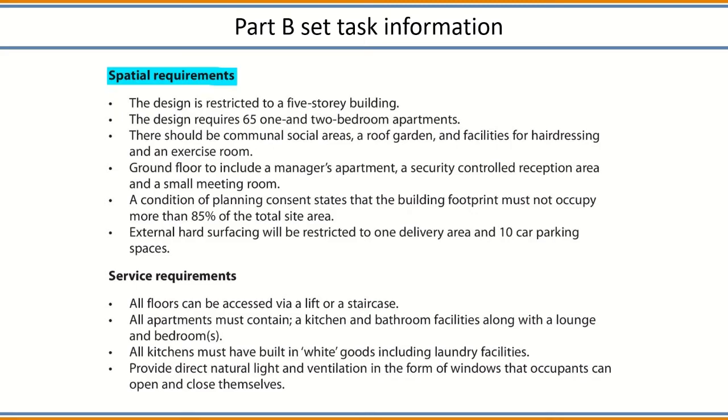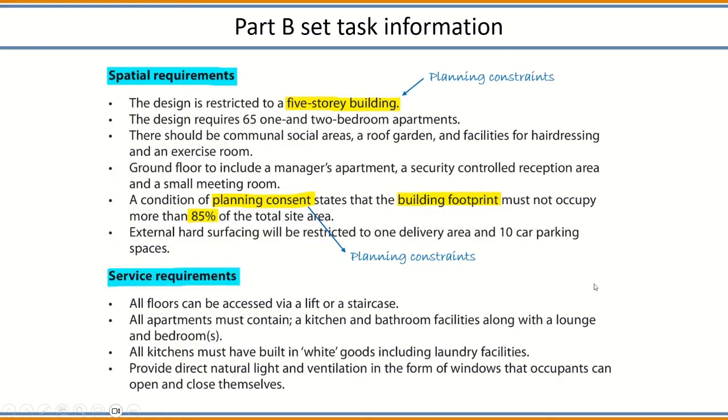Spatial requirements. In activity 2, you will have to write about spatial requirements, but here we can find some design factors and constraints. The design is restricted to a 5-story building. This is related to planning constraints. A condition of planning consent states that the building footprint must not occupy more than 85% of the total site area. This is planning constraints as well. In the next activity, we will calculate the building footprint.